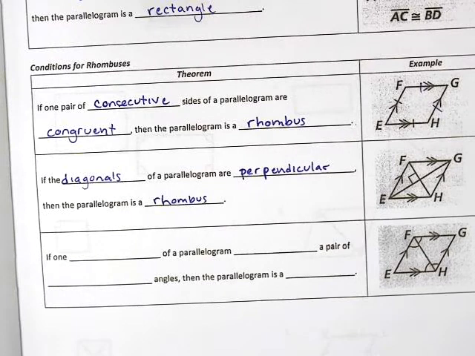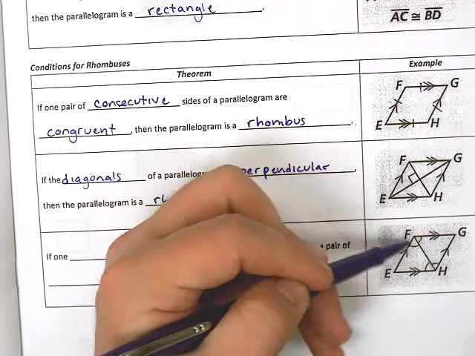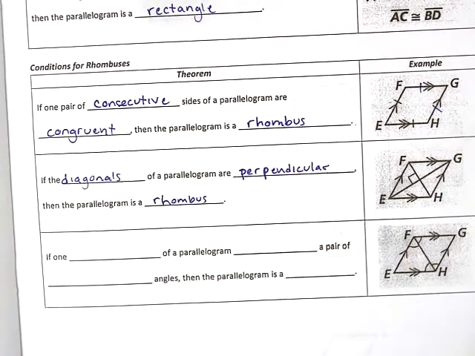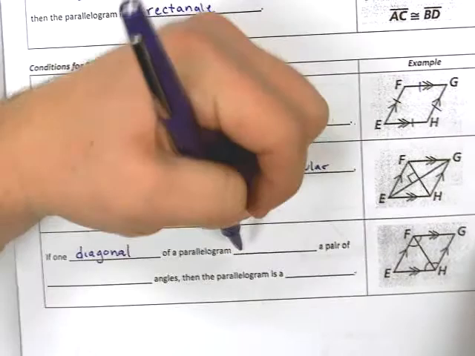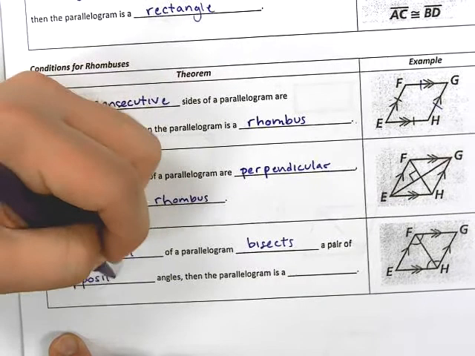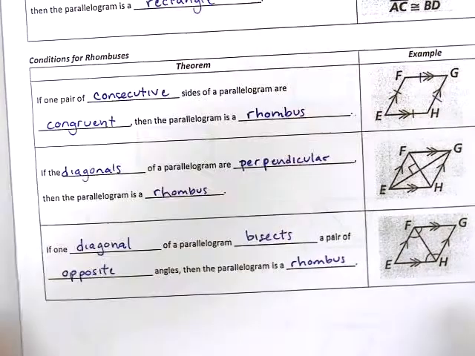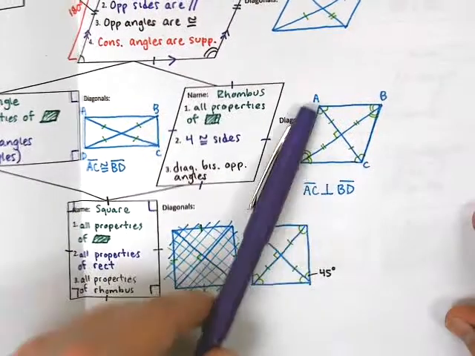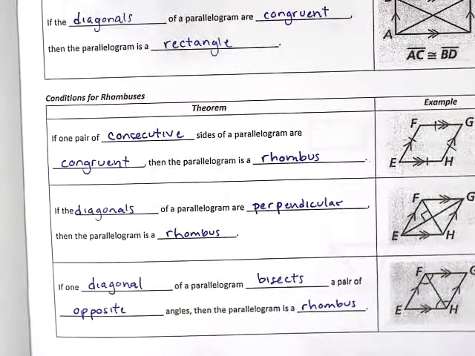And lastly, we notice that this diagonal of the parallelogram is bisecting this angle at F and at H, and F and H are called opposite angles. So if one diagonal of a parallelogram bisects a pair of opposite angles, then the parallelogram is a rhombus. All right? So guys, all of this stuff we can see on our big organizer. We know that opposite angles are bisected for rhombuses because of the picture that we drew. Everything that you need is on your big organizer, so I strongly encourage you to continue to use your big organizer.